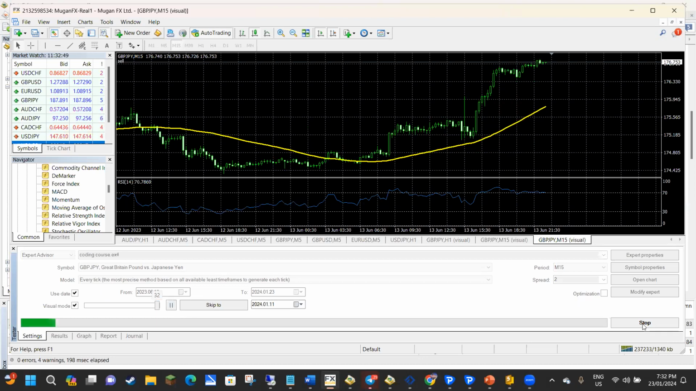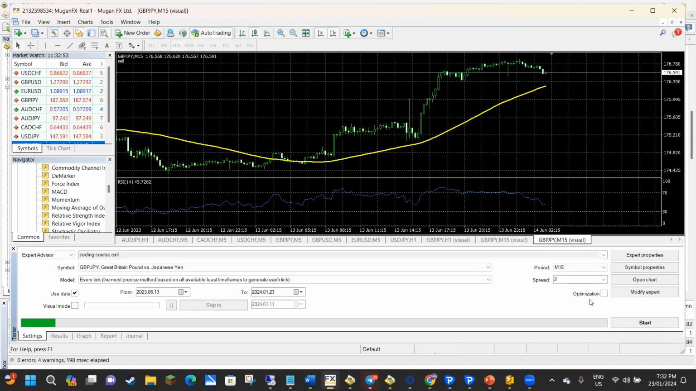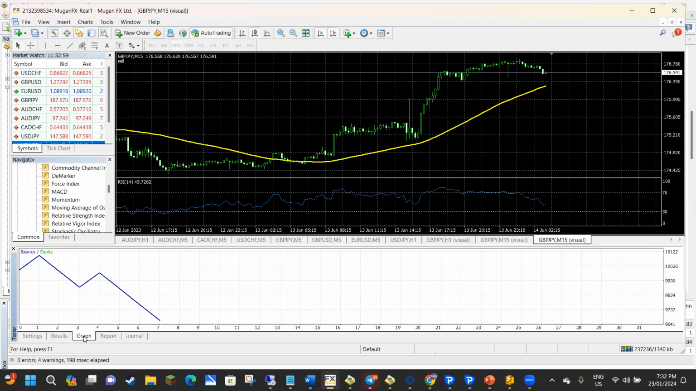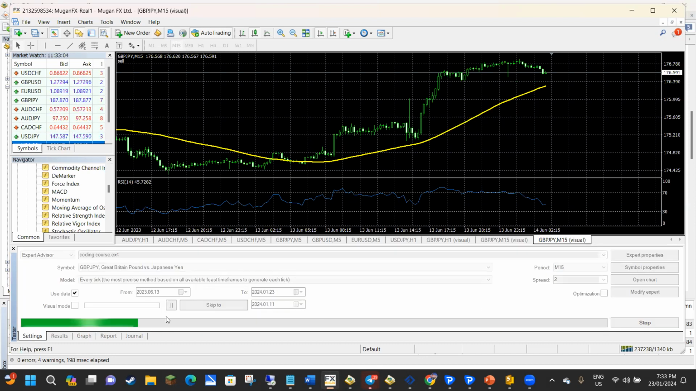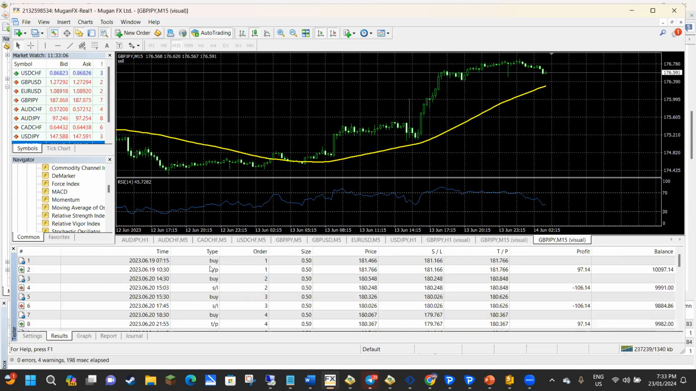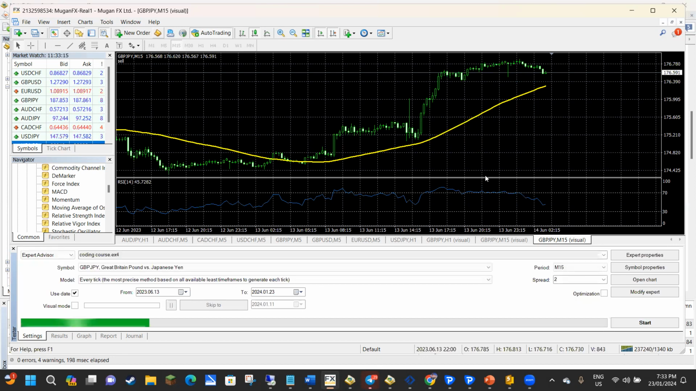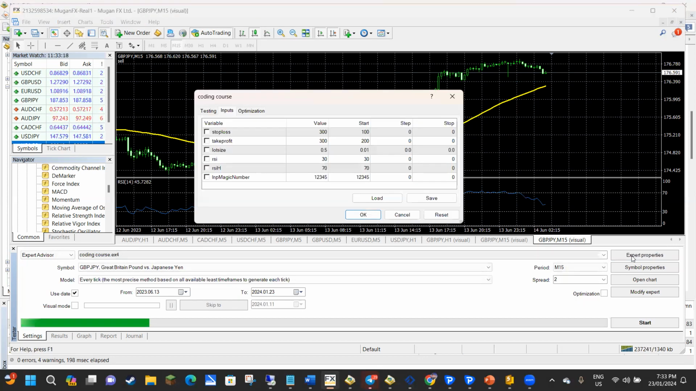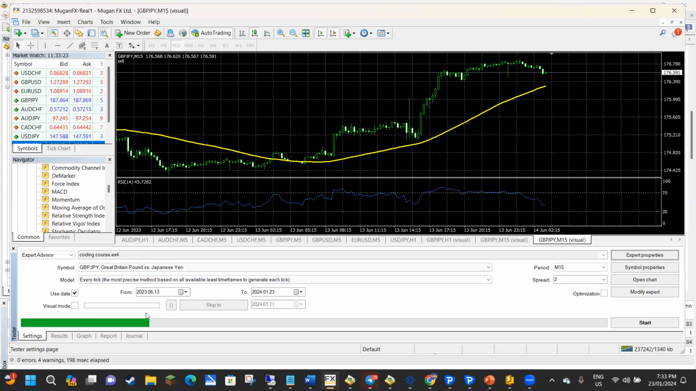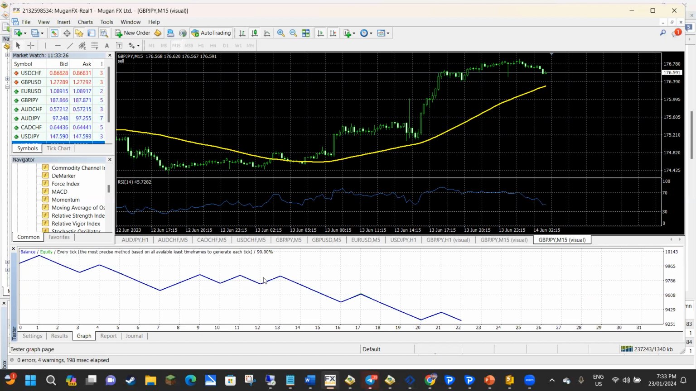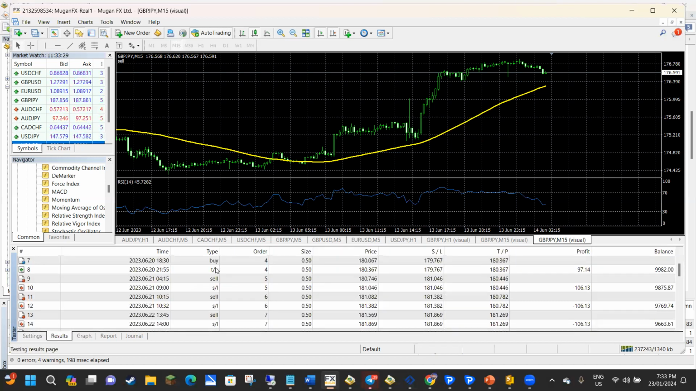So I would just stop that and take it off visual mode and see if it actually takes out any trades at all. So we can see it is actually taking out trades. Just have a look and see, but it's only taking out buy trades. I know it's taking out sell trades as well. Why didn't it take one out there? Not quite sure why it didn't, but we can see it's taking out both buys and sells.